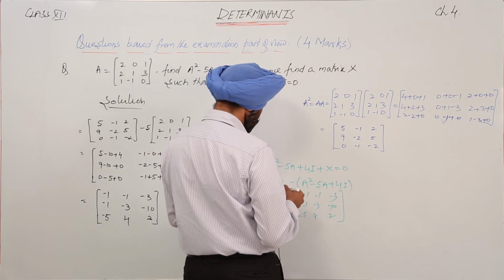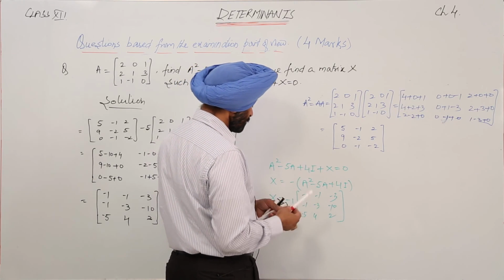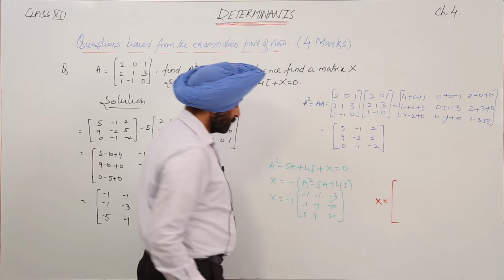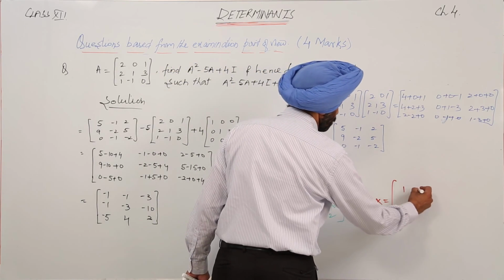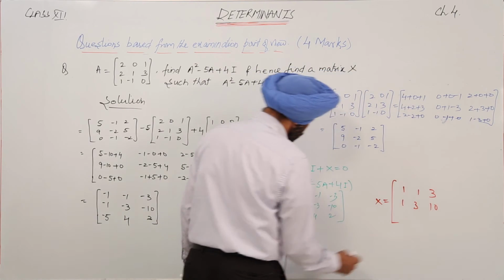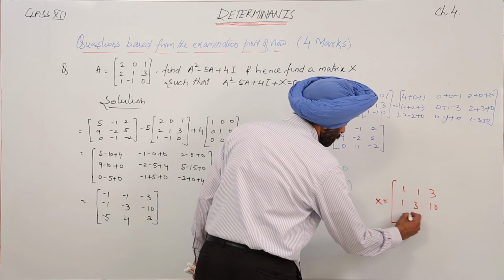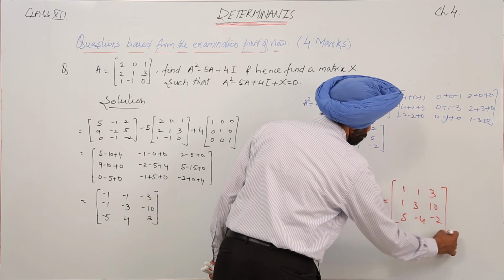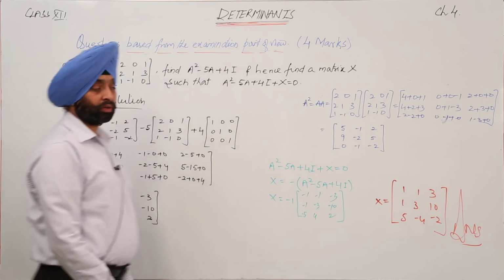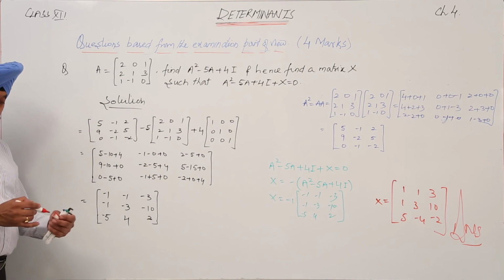Now finally the answer is X equal to [1 1 3; 1 3 10; 5 −4 −2]. This is our answer. Like this we have to solve the whole question.